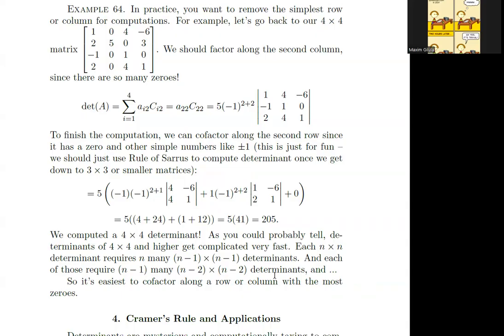So because of this, you want to take cofactors along a row or column with the most zeros or simplest looking numbers like plus or minus 1 if you don't have any zeros.